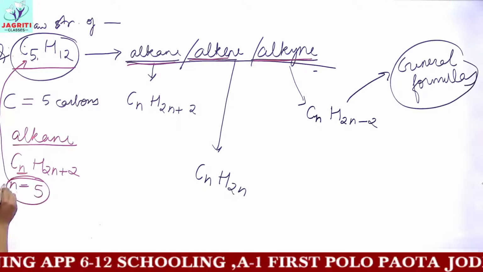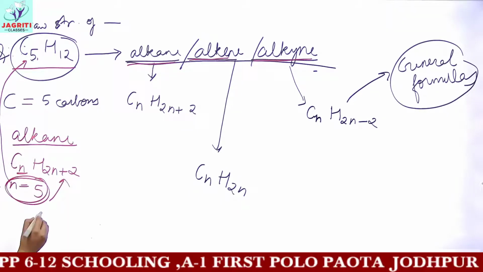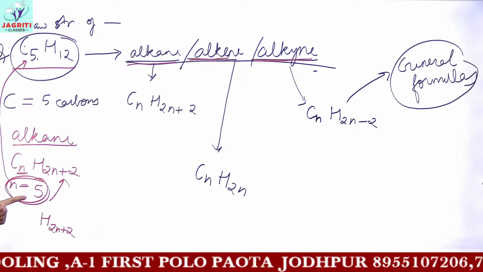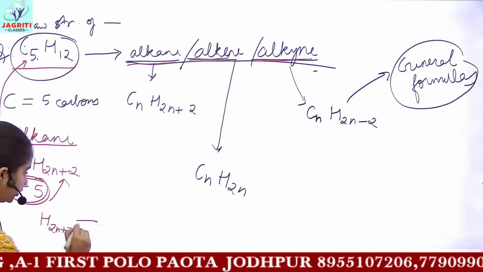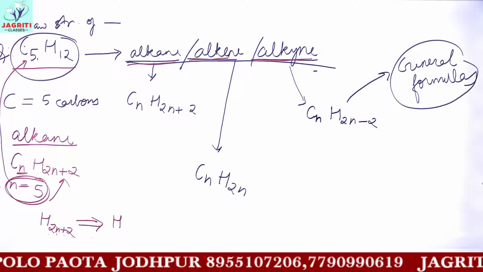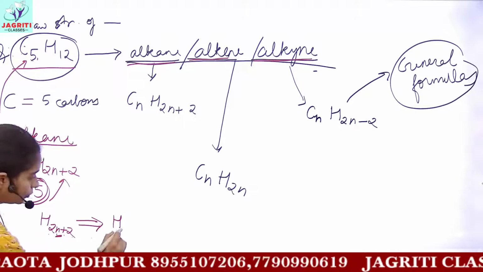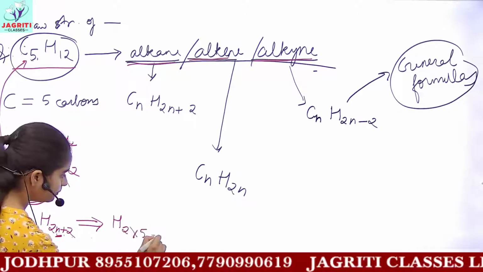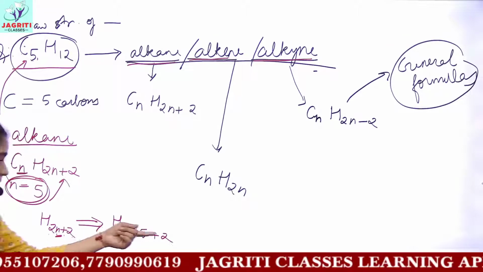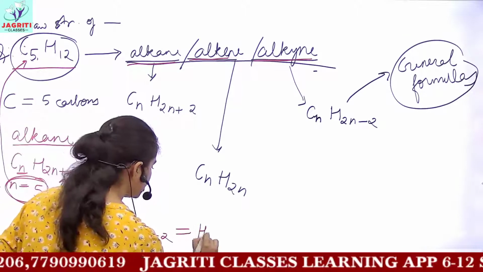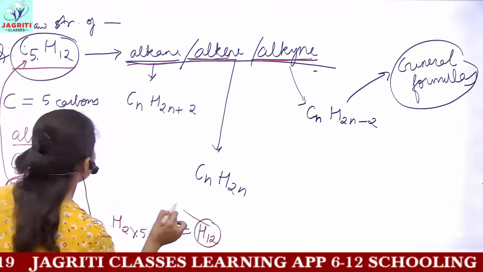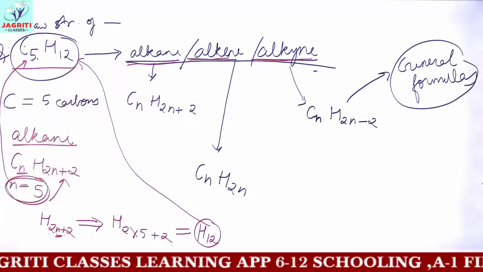Now put this C5 value in this formula, that is H2n plus 2. Put the value of n equals 5 in this. What will you get? You will get H2 into 5 plus 2. I am putting 5 in place of n. So you get 2 into 5 plus 2. 2 into 5 gives you 10 and 10 plus 2 would be 12. So you get H12. Then see in the question what is given after H.